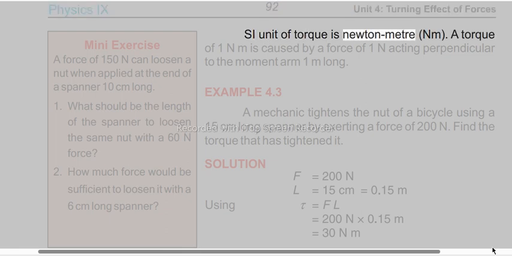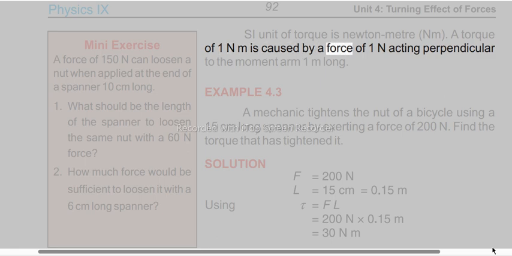The SI unit of torque is the Newton meter, Nm. A torque of 1 Nm is caused by a force of 1 N acting perpendicular to the moment arm 1 m long.